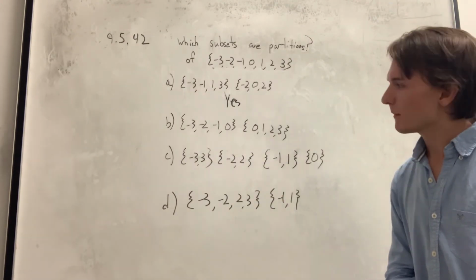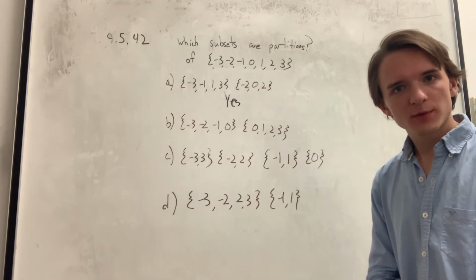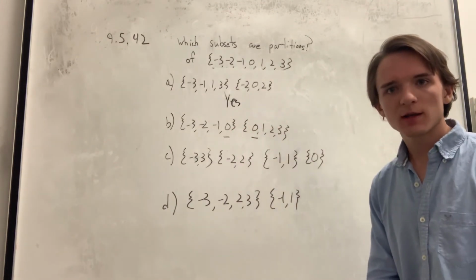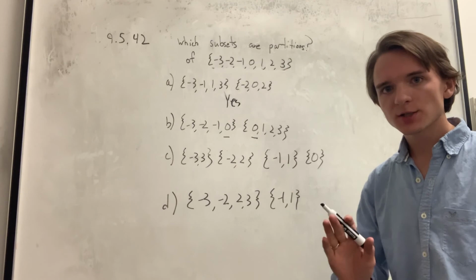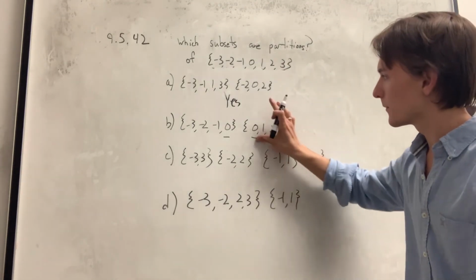Okay, part B. Well, this would not be a partition. Can you see why? Right, so it's not disjoint. What that means is 0 is shared in both of these subsets. It's not disjoint, so therefore it is not a partition of the original set.